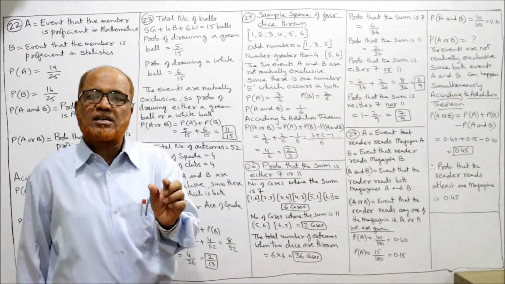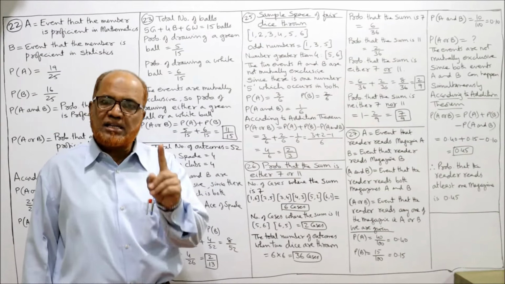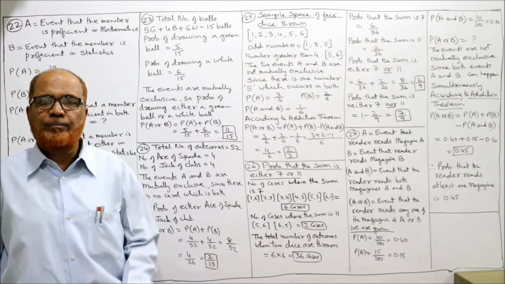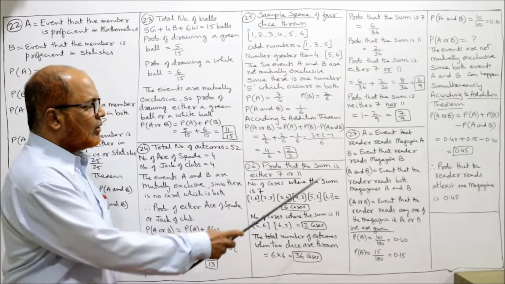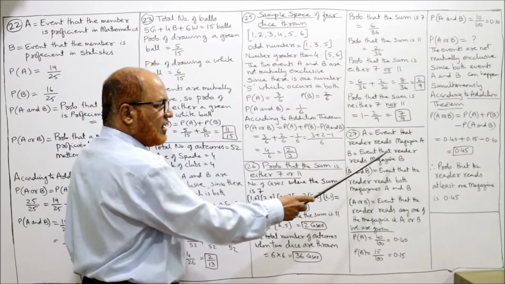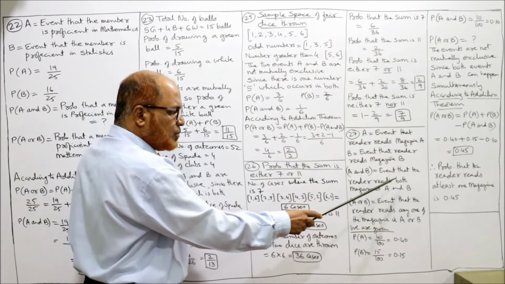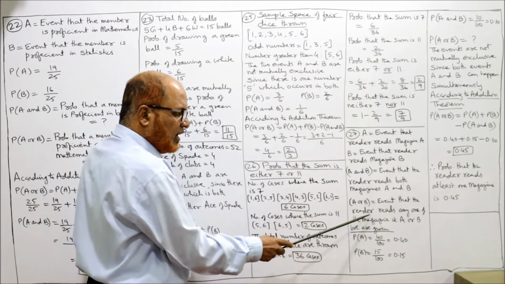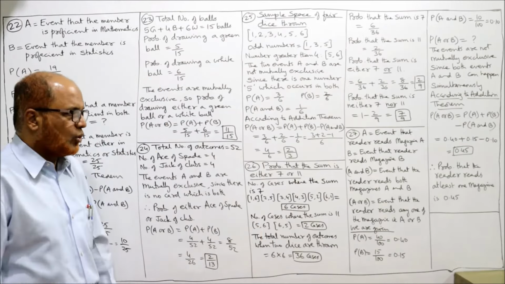At least one magazine का मतलब probability that he reads either A or B. At least one का मतलब दो में से कोई एक, either A or B. So we have to find P of A or B. Now A is the event that the reader reads magazine A, B is the event that the reader reads magazine B, P of A and B is the event that the reader reads both magazines A and B, and P of A or B is the event that the reader reads any one of the magazines, that is A or B. दो में से कोई एक.